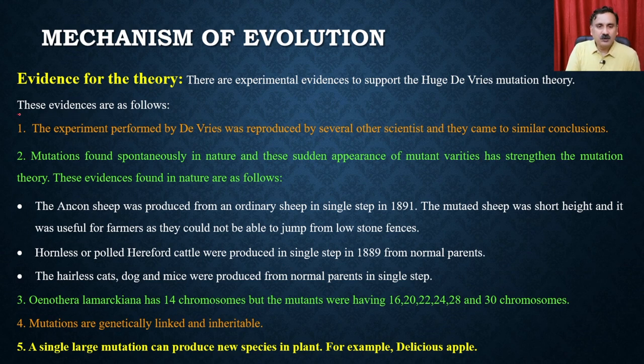The evidence to prove the Hugo de Vries theory was that the experiment performed by de Vries was reproduced by several other scientists and they came to a similar conclusion. So that was the first thing which was positive for Hugo de Vries's mutation theory. The mutations found spontaneously in nature and the sudden appearance of mutation variation strengthened the mutation theory.